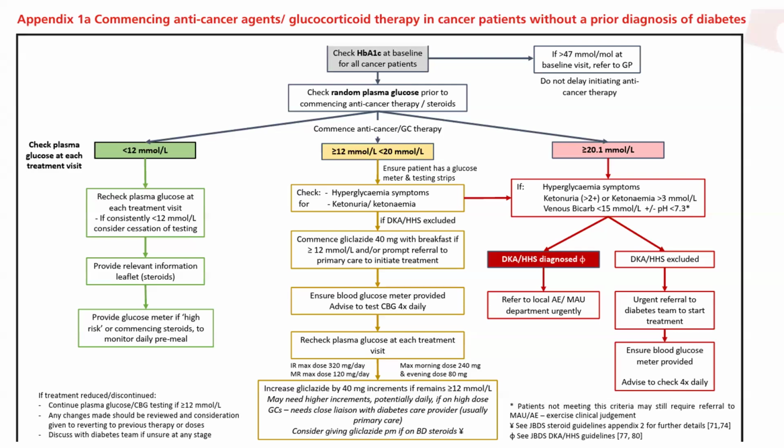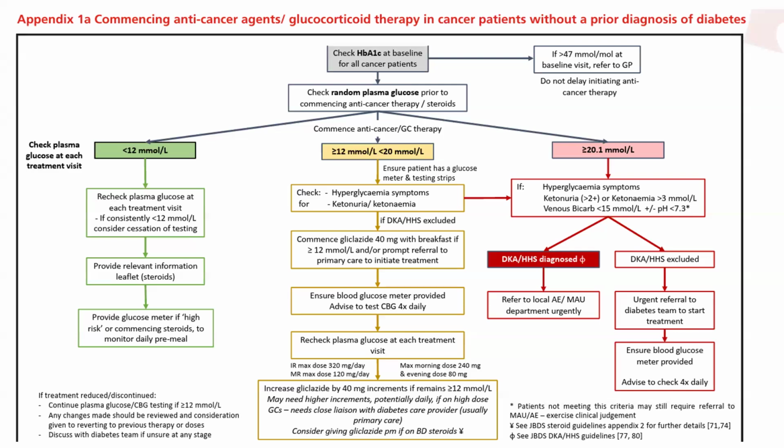So a quick overview, what should be done at the baseline? Check HbA1c and random blood glucose at the baseline. If it is less than 12 millimole per liter, again recheck plasma glucose at each treatment visit. If it continues to be less than 12 millimole per liter, we can discuss cessation of testing and advice to the patient.